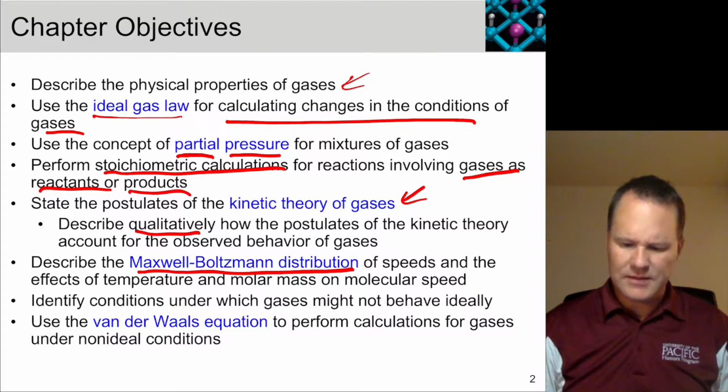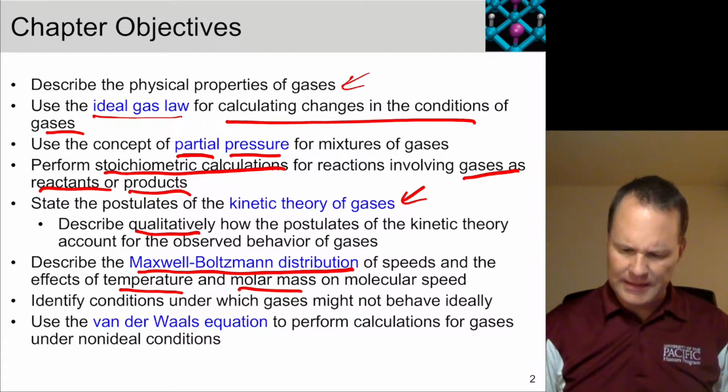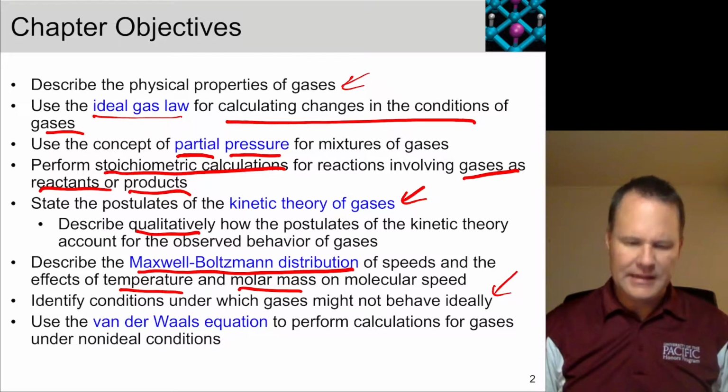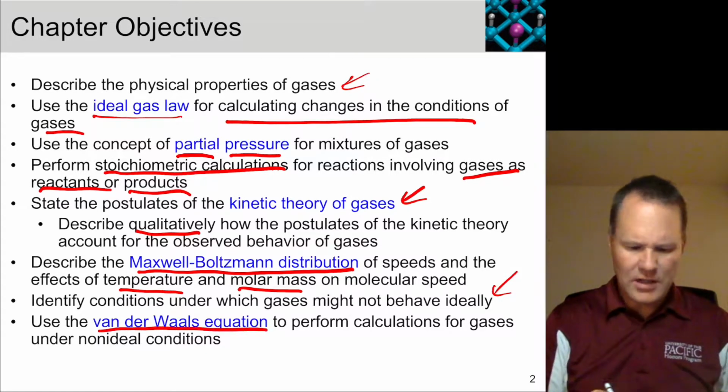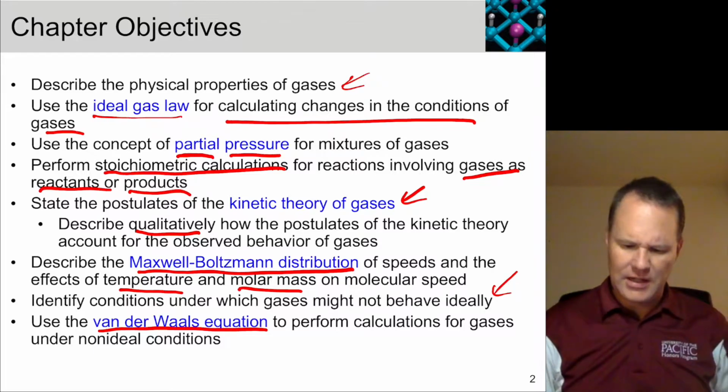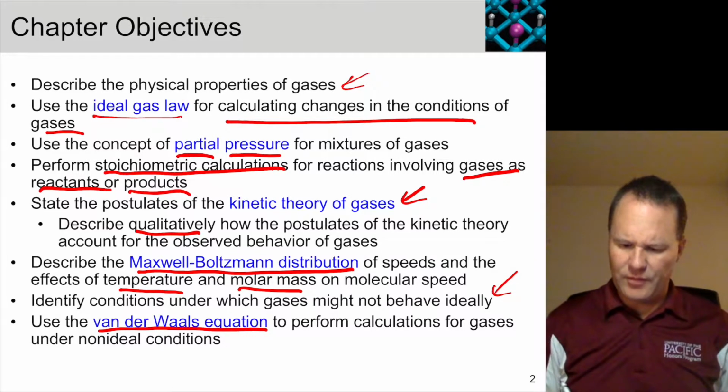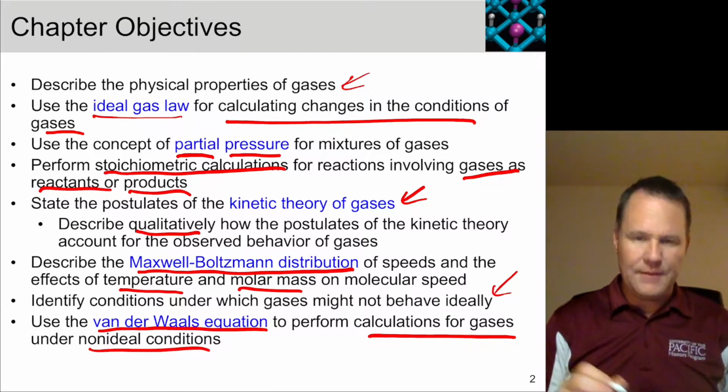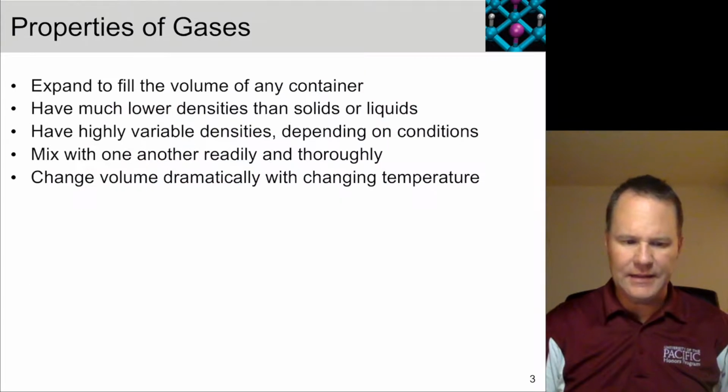Now, we'll talk a little bit, coming from that, about the distribution of speeds of the gas molecules, and then also how it relates to the temperature and the molar mass of the gases, and that's important as well. And then we'll talk a little bit about gases when they don't behave ideally, and we'll come to a new equation, the van der Waals equation, which we can use to perform calculations on gases that are not behaving ideally.